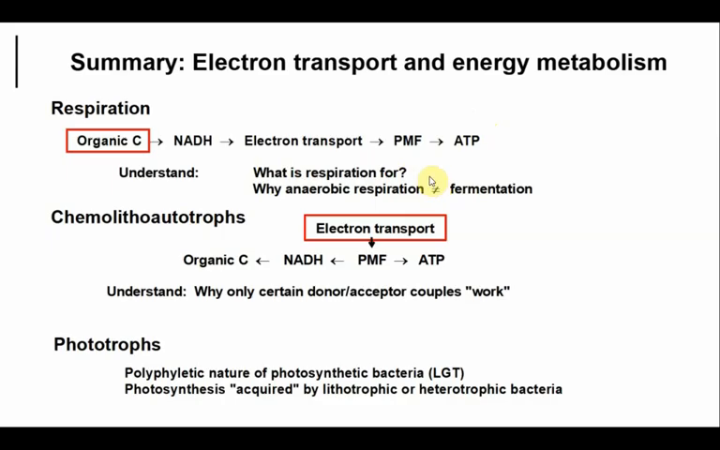What is respiration for? Well, it's useful because you get a much higher yield of ATP than you can get from fermentation. And anaerobic respiration is not the same thing as fermentation, because in anaerobic respiration, you have the Krebs cycle, you have the electron transport chain. It's just the terminal electron acceptor that's different. It's not oxygen, it's nitrate or thiosulfate mostly.